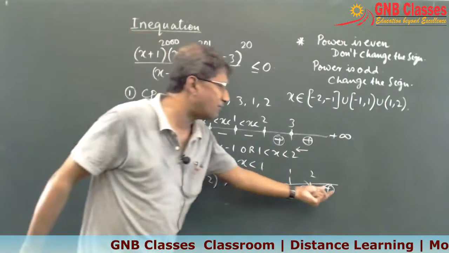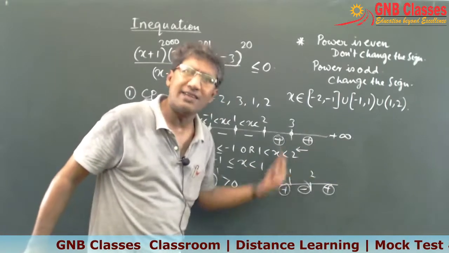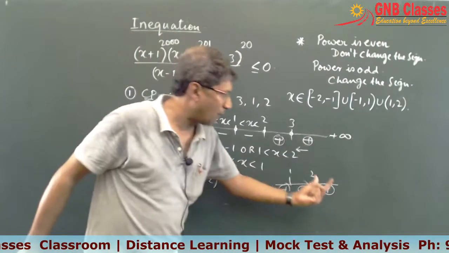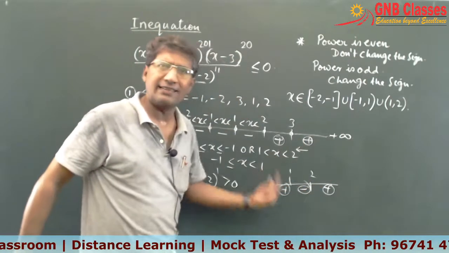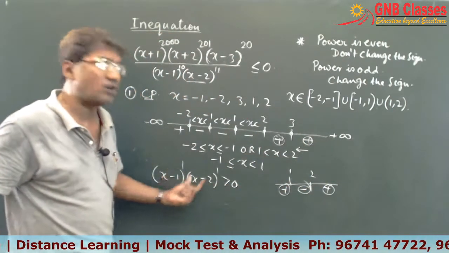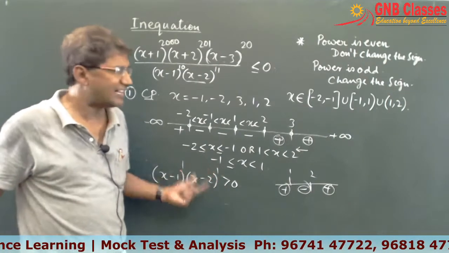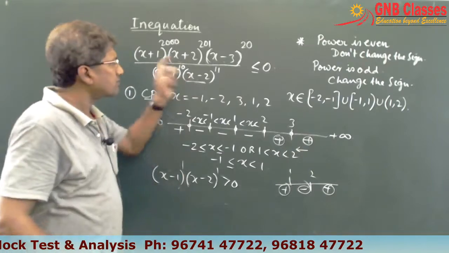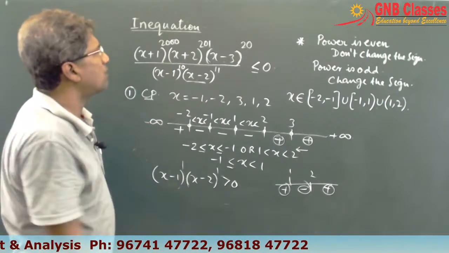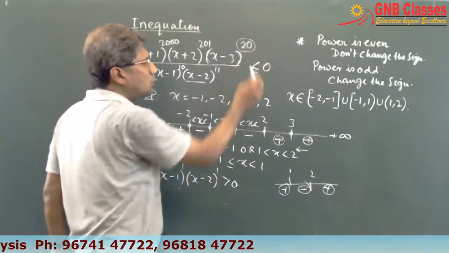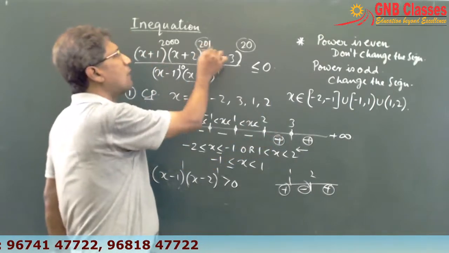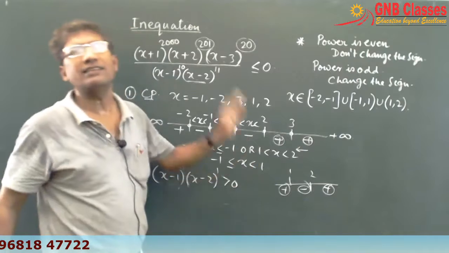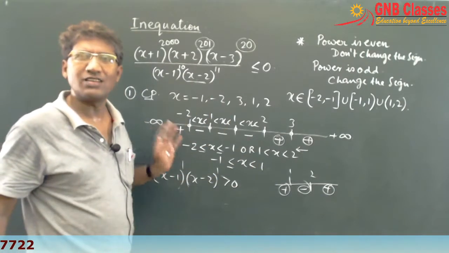That is why I have written alternate signs starting with plus. Because we started with plus here also. So start with plus and then keep giving alternate signs. Why? Because powers are odd. Is it clear? That is why I taught you in that way. So now you can remember the actual method of doing this sum. Whenever the power is even, don't change the sign. Whenever the power is odd, change the sign. And then follow the same method that I taught you. Is it clear to all of you?